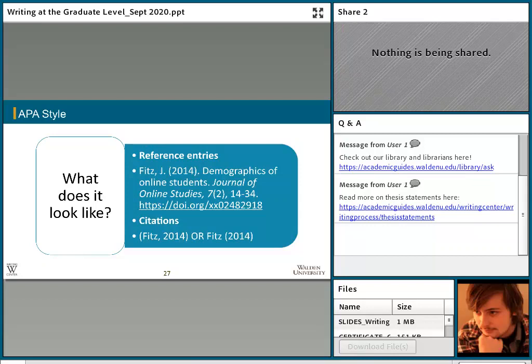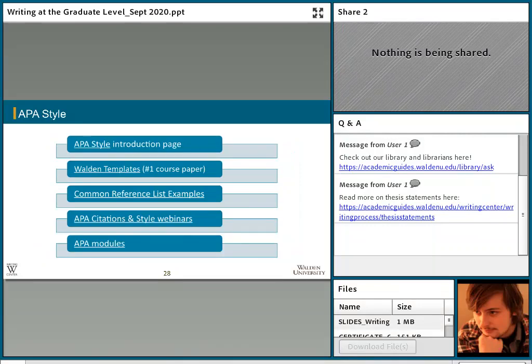And again, that would be appropriate to use when you're using the name of the author in the text of the sentence. So something like Fitts 2014 argued, something like that would be an appropriate use of a narrative citation. But again, these are just meant to be some examples.